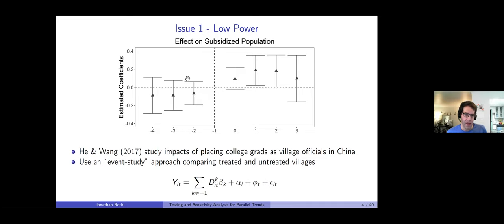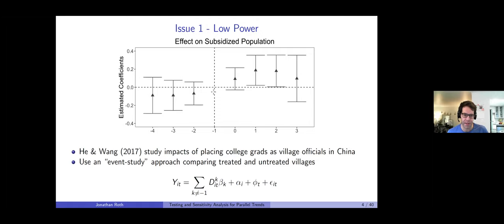They estimate this regression and they plot these coefficients in this event study, which is a fairly standard looking plot, where these three pretreatment coefficients correspond with the leads of treatment and the four post-treatment coefficients correspond with the lags. Period minus one is normalized to zero here.